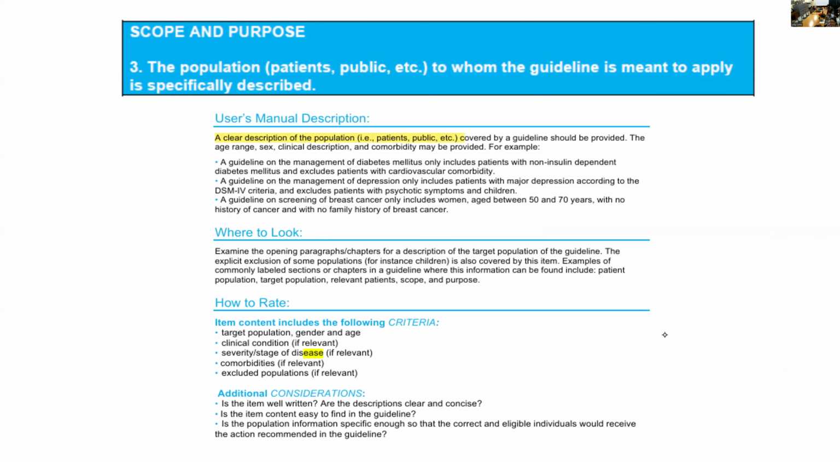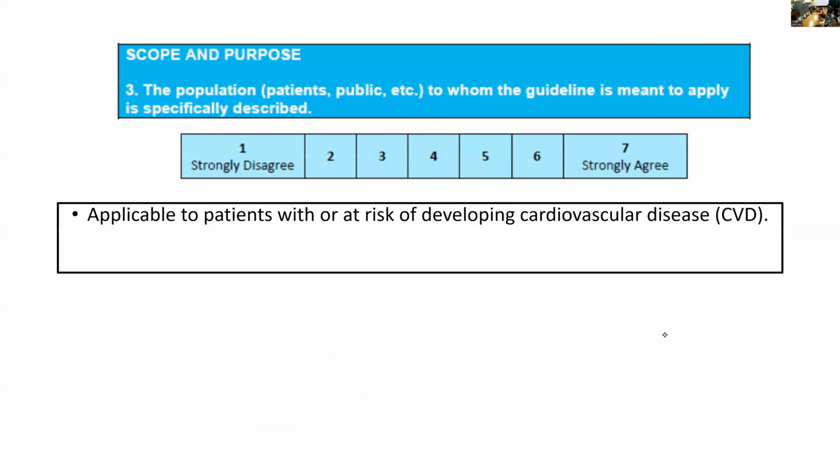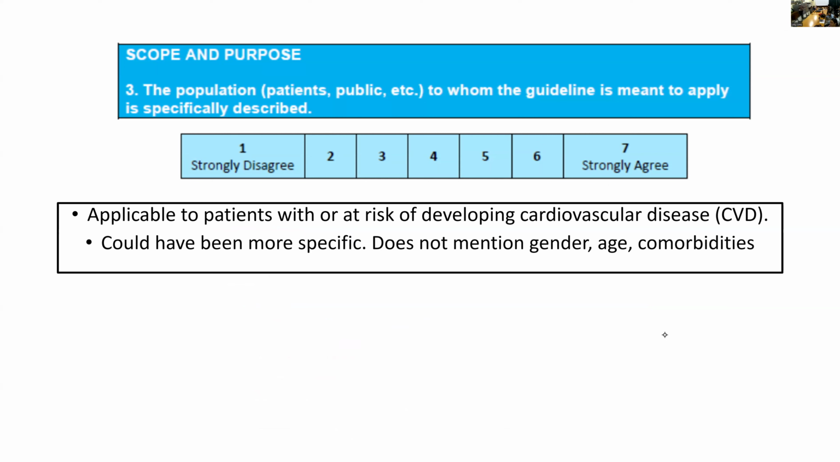The population to whom the guideline is meant to apply is specifically described. So here you talk about the target population, gender, age, clinical conditions, severity, staging, comorbidities, excluded population. For that, it was applicable to patients with or at risk of developing cardiovascular disease. This is what they had mentioned. But I felt that could have been more specific. It does not mention gender, age, comorbidities, or any specific group of people that they had excluded. It just said all those who are at risk of developing cardiovascular disease or who have developed a cardiovascular disease. So I had rated it a 5.